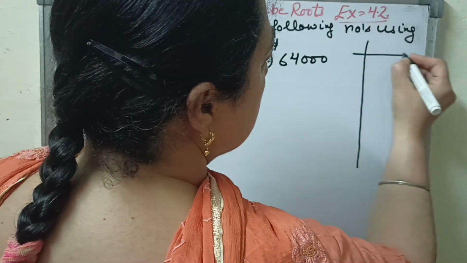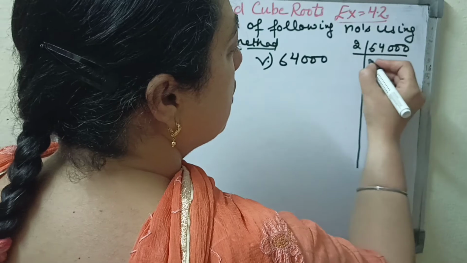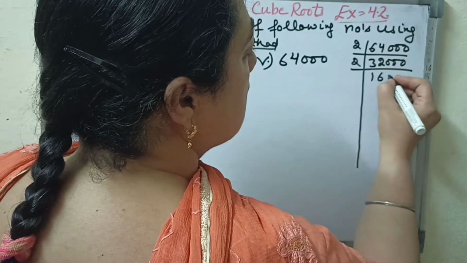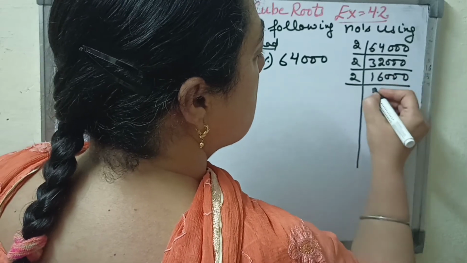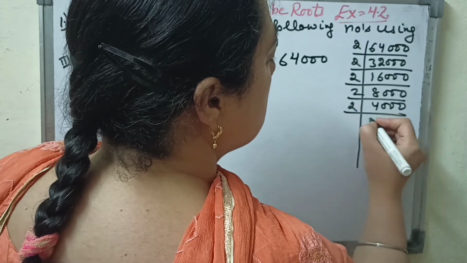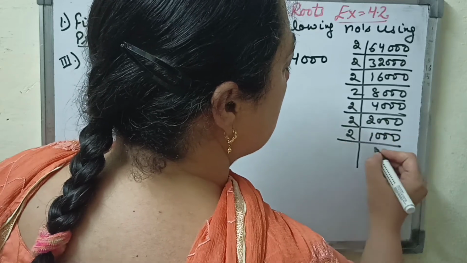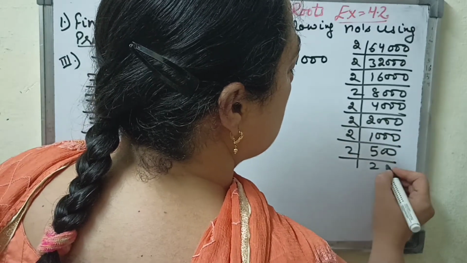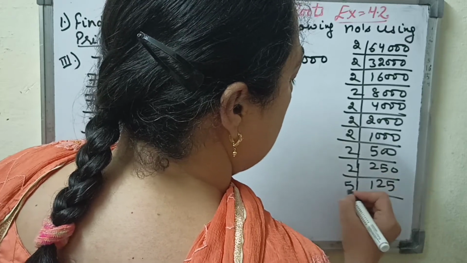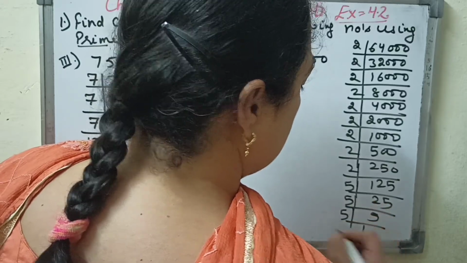And the next part is the fifth part, 64,000. Again, I reduce it into prime factors. 64,000 is divisible by 2: 2 32,000, 2 16,000, 2 8,000, 2 4,000, 2 2,000, 2 1,000, then 2 500, 2 250, 2 125, then 5 25, 5 5, and 5 1.